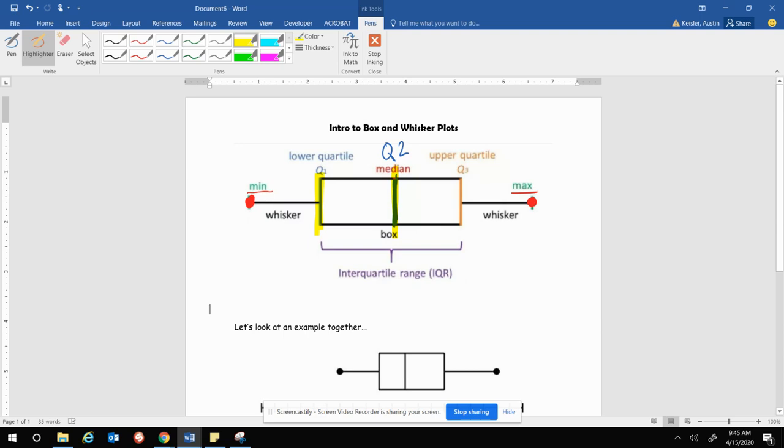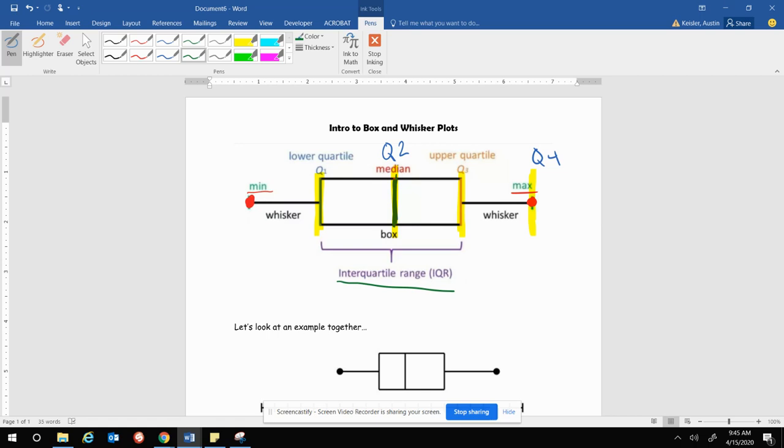The upper quartile is going to be the right end of our box. That's going to be where the third quarter of our data ends. And then the maximum is Q4. That's the fourth quarter of our data. This word down here, interquartile range, we are not going to worry about that yet. We're going to do that in a couple days once we kind of get all these pieces figured out.